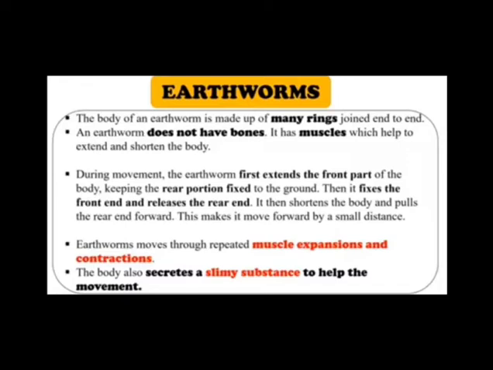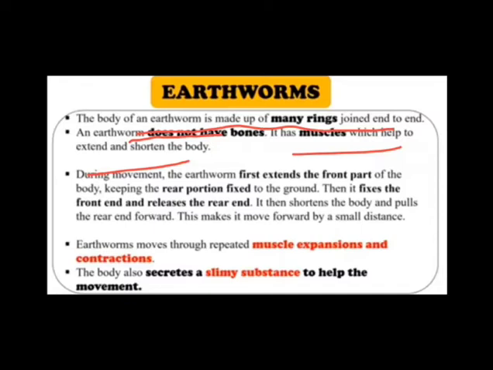An earthworm has a long cylindrical body which is made up of many rings or segments joined end to end. An earthworm does not have bones. They only have muscles which help to extend and shorten the body. So the earthworm does not have any bones. They only have the muscles, and these muscles help them to extend and shorten their body.